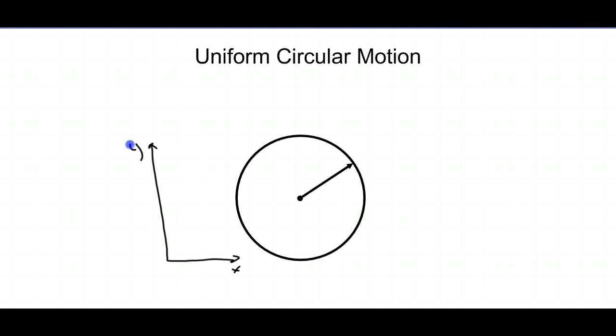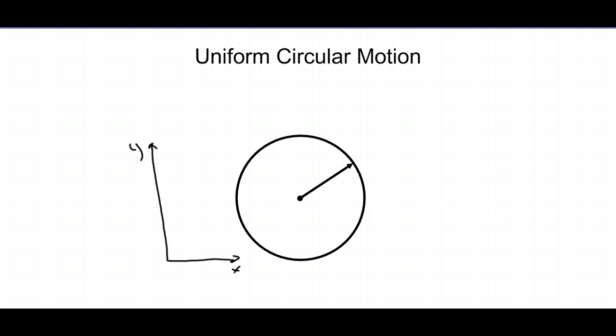So this could be something like a yo-yo attached to a string as it goes around a circle. It could be a race car going around a perfectly circular track, although there are no circular tracks that I know of. Or anything at all that's going around in a circular path, Ferris wheel, something like that.